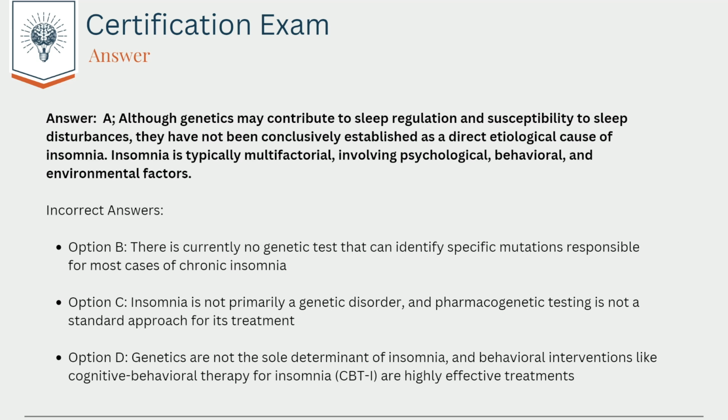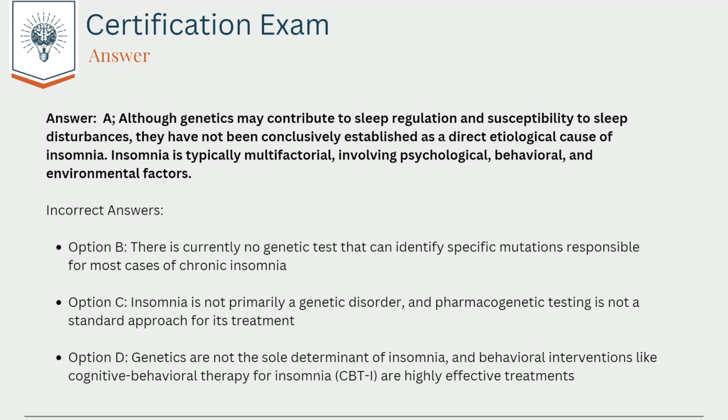Sleep Medicine Review has emphasized that no single gene causes insomnia. So while family history can increase risk, there is no single gene that genetically explains the condition. Instead of genetic testing, the most effective treatment for chronic insomnia is often cognitive behavioral therapy for insomnia, or CBTI, which focuses on changing unhelpful sleep habits and thought patterns.